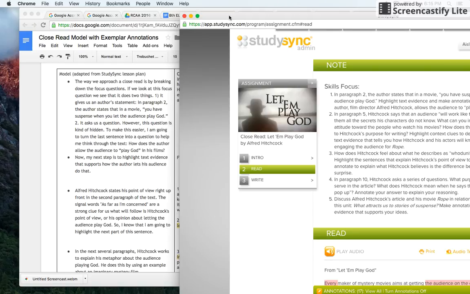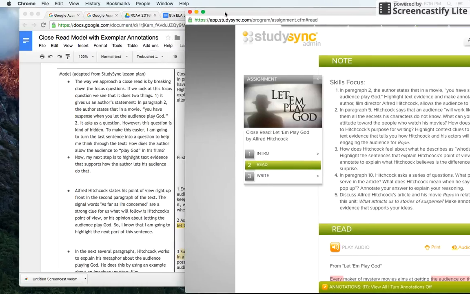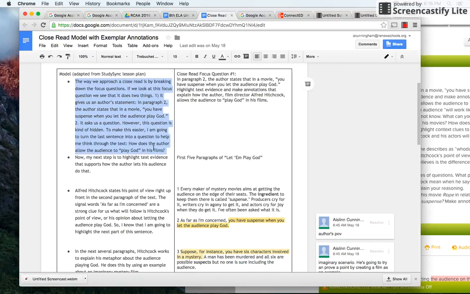Two, it asks us a question. However, this question is kind of hidden. To make it easier, I'm going to turn the last sentence into a question to help me think through the text. So instead of saying highlight text evidence and make annotations that explain how the author, film director Alfred Hitchcock, allows the audience to play God, I'm going to turn this into the question, how does the author allow the audience to play God in his films? Now, my next step is to highlight text evidence that supports how the author lets his audience do that.